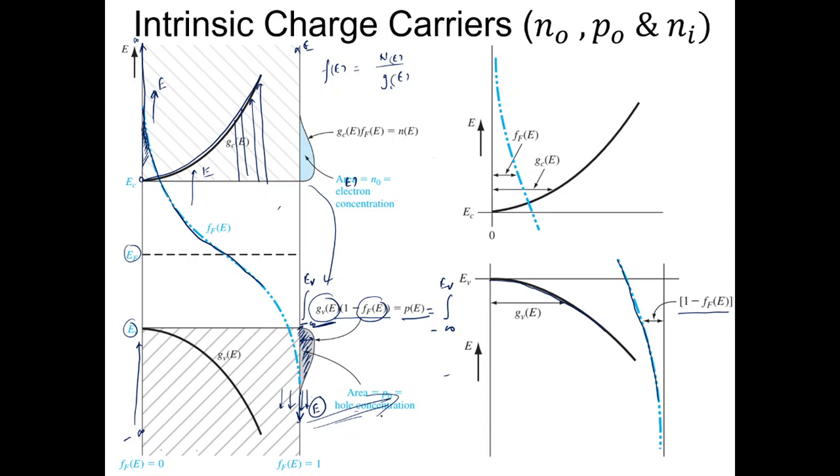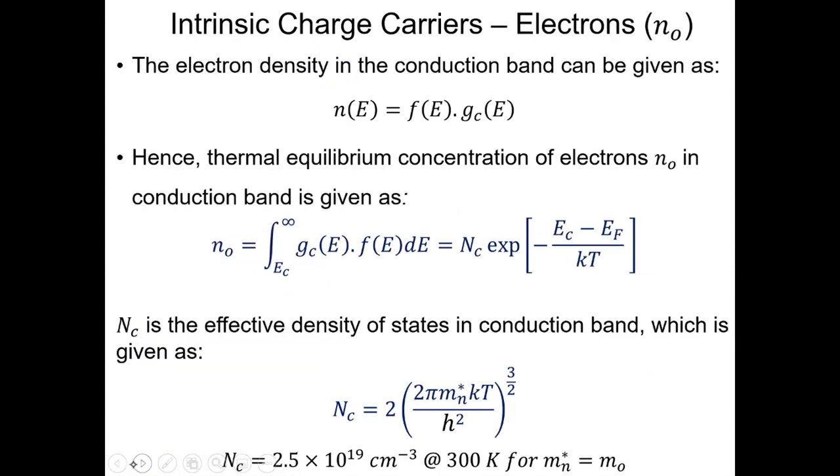Okay, so hope you understood the pictorial representation. Now let's see how to do it. So the electron concentration, as I said, is the product of Fermi-Dirac distribution and the density of state. If it is electron, we are talking about density of state in the conduction band. Now you can recollect both the functions.